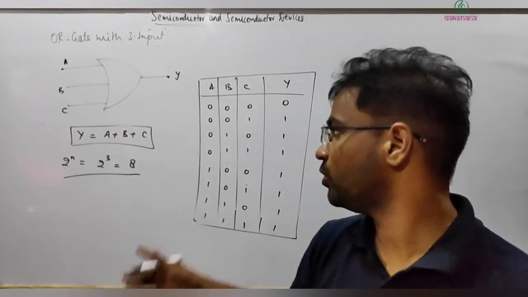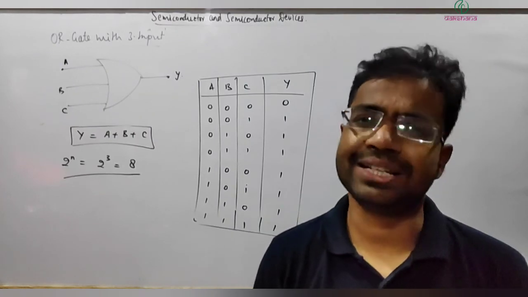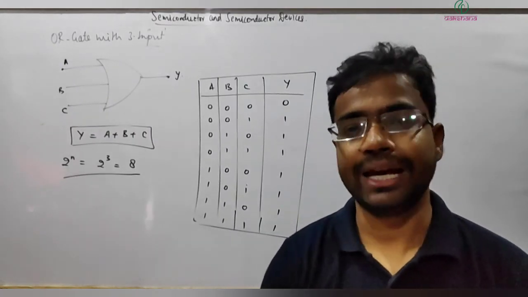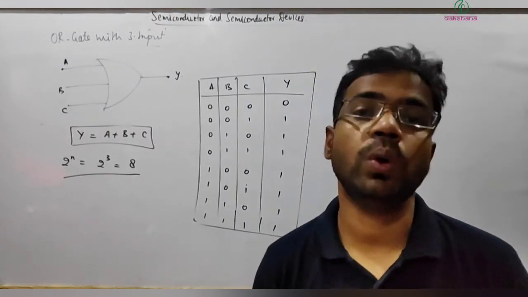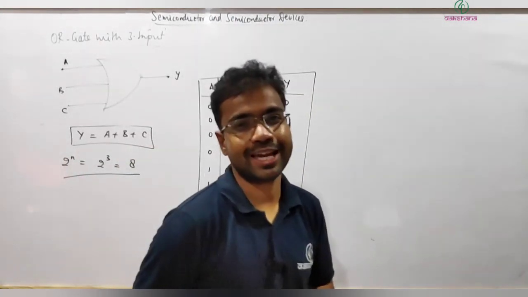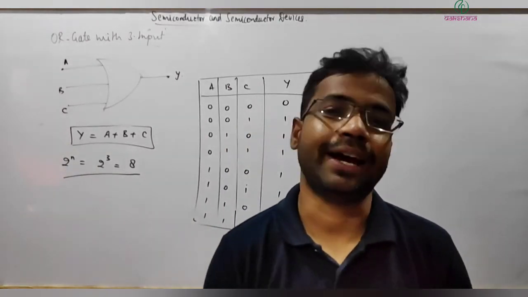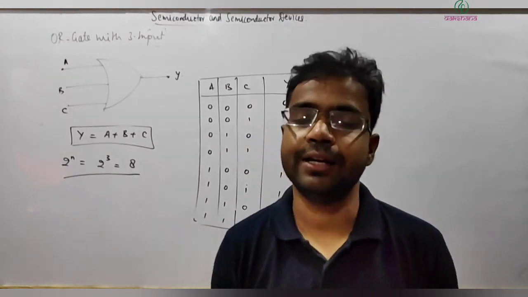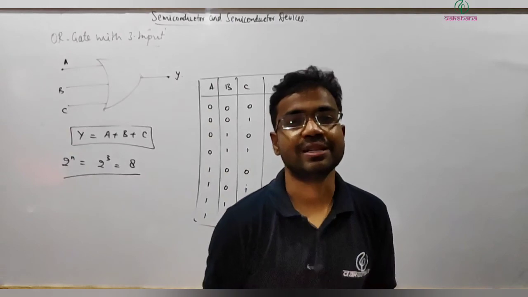Similarly, exactly, you can go for an AND gate, XOR gate, NOR gate, NAND gate, anything with more than 2 inputs. So I hope this is all about your logic gates, Boolean expressions, and the binary and decimal systems. And here we finished semiconductors and semiconductor devices.